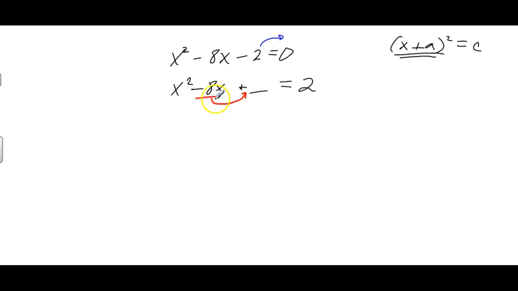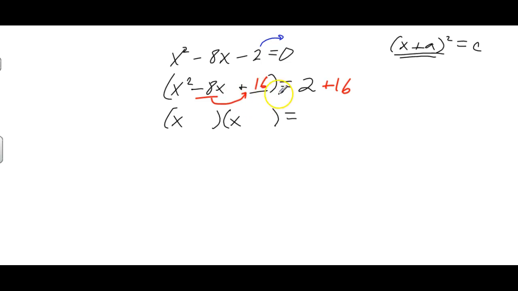So half of negative 8 is negative 4. Negative 4 squared is 16. So I'm going to add 16 to both sides to be fair. When you do that, this really will work out nicely. This is the beauty of complete the square. I don't know if you think math is beautiful, but this is beautiful.